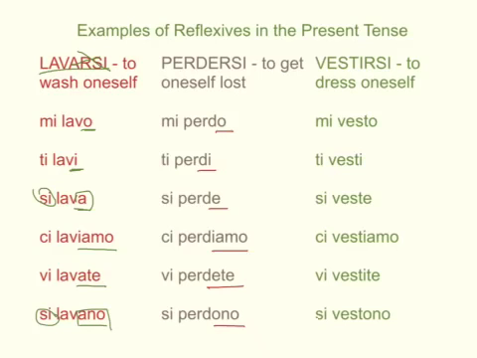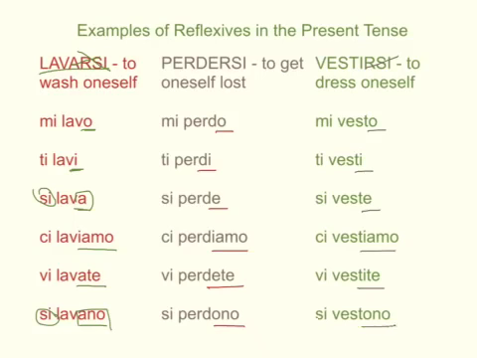Finally, an ire verb, vestirsi, comes from the normal verb vestire, to get dressed, but vestirsi means to dress oneself. Again, we would be dropping off the irsi, and we add regular ire verb endings. So we've got mi vesto, I dress myself. Ti vesti, you dress yourself. Si veste, he or she dresses himself or herself. Ci vestiamo, we dress ourselves. Vi vestite, all of you dress yourselves. And si vestono, they dress themselves.